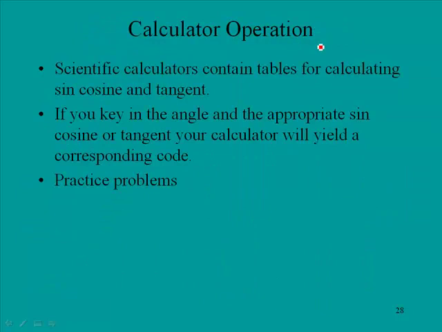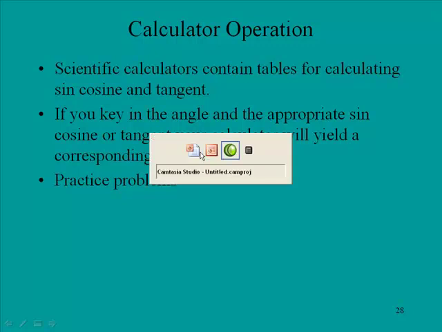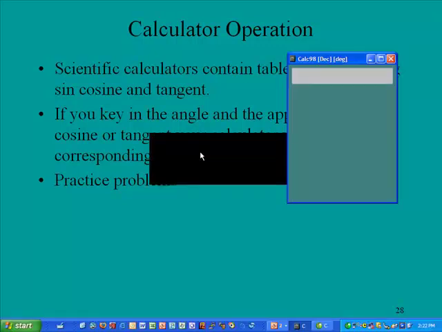Calculator operation. Scientific calculators contain tables for calculating sine, cosine, and tangent. If you key in the angle and the appropriate sine, cosine, or tangent, your calculator will yield a corresponding value. Right after trigonometric functions in your text, there are a few practice problems. Let's do just a few of those just to get the feel for this.